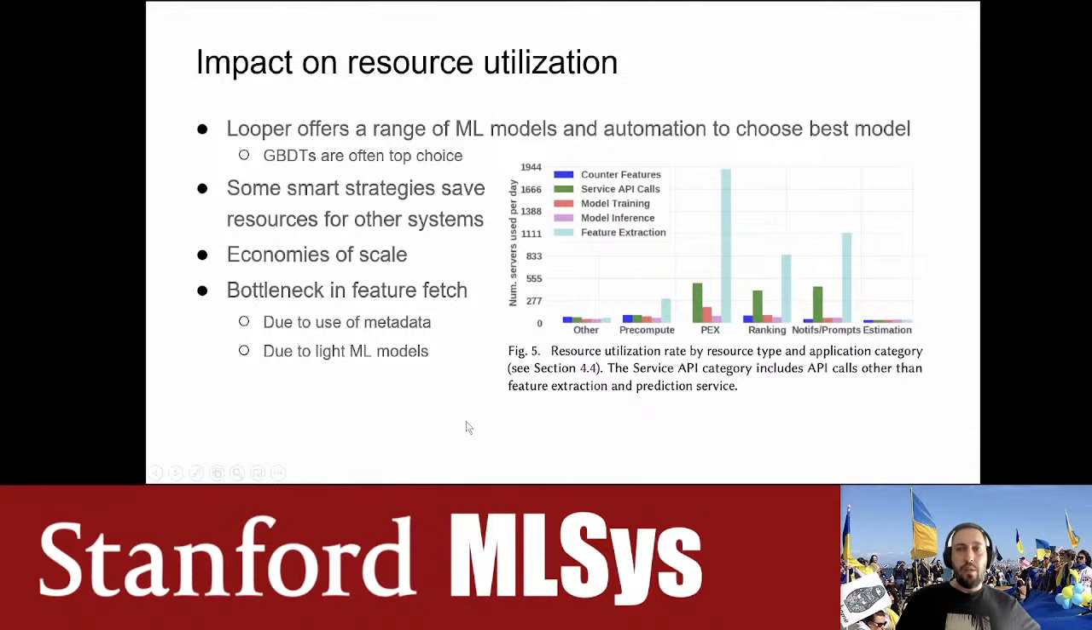I mentioned that we care deeply about resources on the Looper platform, and here's some profiling data. First of all, I have to say that the automatic model selection, whether you use deep networks or GBDTs or something else, is done automatically by the platform, although you can, of course, always supersede the choice. And in many cases, it's GBDTs, which are quite light. They're fast to train, their inference is fast.